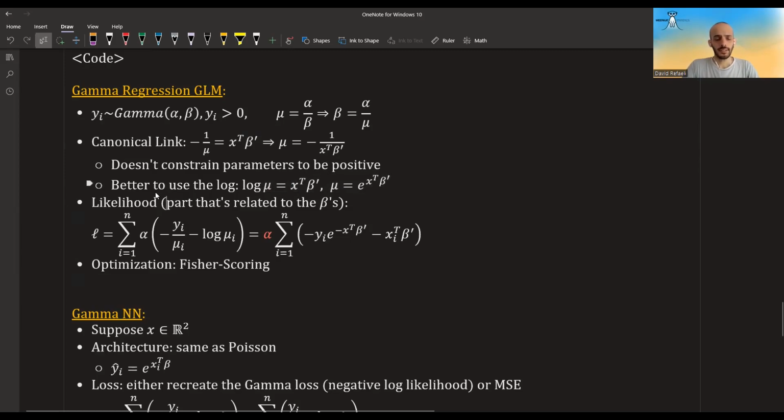The likelihood, if I throw away anything that is not related to the beta dashes, so we are only interested in stuff that is related to the mu's. If I throw away everything else, I'm left with this, the log likelihood. And I can take the alpha out because, again, I'm not interested in the alpha. I'm only interested in the beta dashes. So if I optimize this, it doesn't matter that I have some constant multiplication. This is the log likelihood, and I optimize it using Fisher scoring.